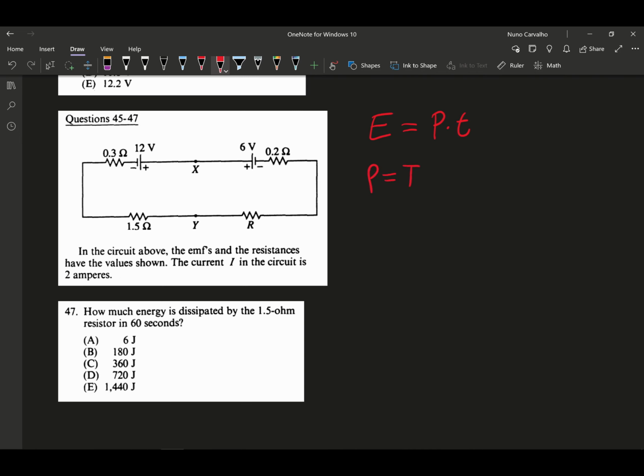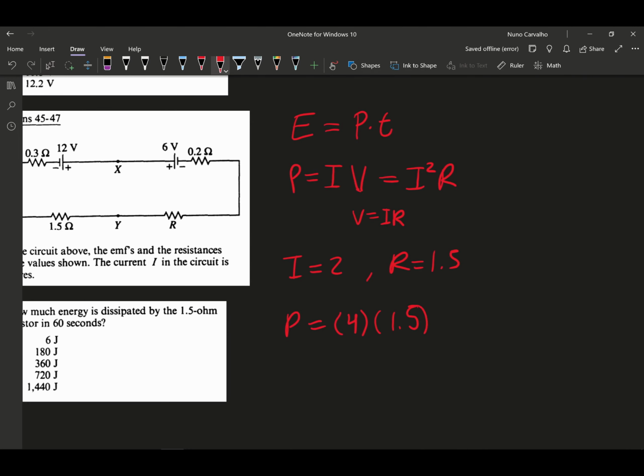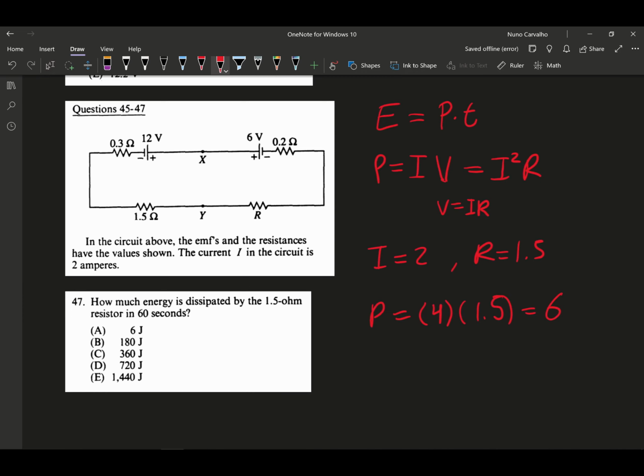We need to figure out what the power is. And so we start off with this equation here from our formula sheet, but then we use the fact that V is equal to IR, which again is from your formula sheet, to get this other form of the power equation, I should say. We're told in the problem that I is equal to 2, and we are told that this is the 1.5 ohm resistor. So it's just a matter of plugging that all into our calculator here. And what we will get is that the power is going to be 6 watts. And so then plugging that into our formula from before, we're doing 6 watts times 60 seconds. And what we should get is 360 joules, which is answer choice C.